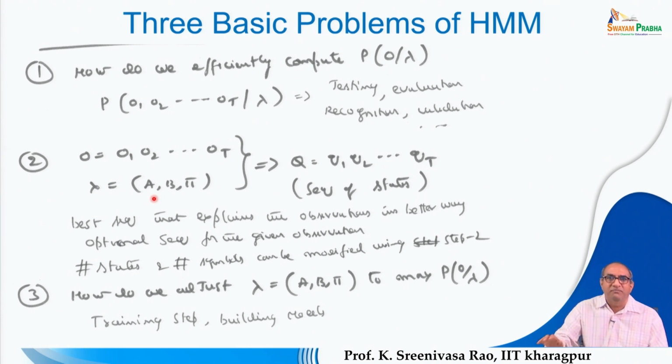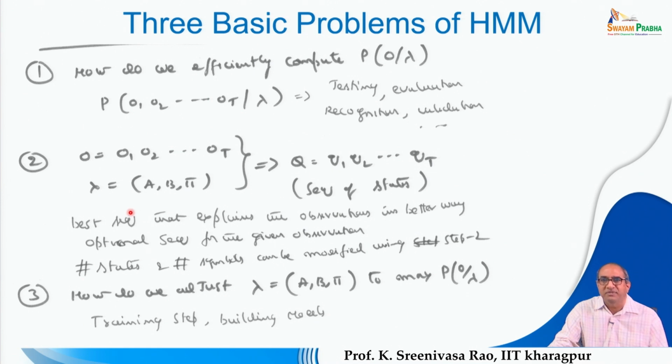So, what I am saying is that in problem 2, by analyzing the feature vectors present in a state, we come to know that they are not similar. Therefore, it is better to split the state.